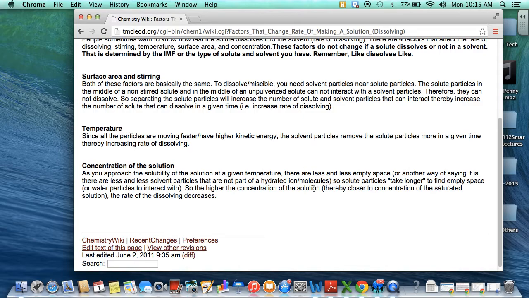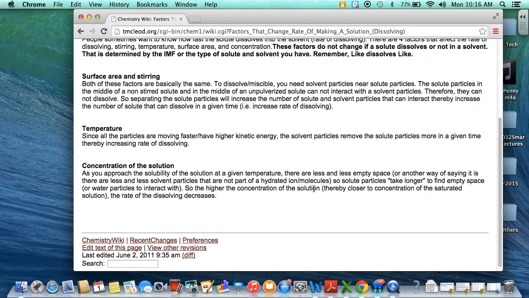concentration to saturated, i.e., the closer it is to the saturation point. Remember, saturation point is no more empty spaces. The closer the starting solution is to the saturation point, the longer it takes to dissolve. Simply because either there is very little empty space left, so it takes a long time to find that empty space, or the other way of saying it is, there are very few particles of the solvent left to dissolve it. So it takes a long time for them to get there.